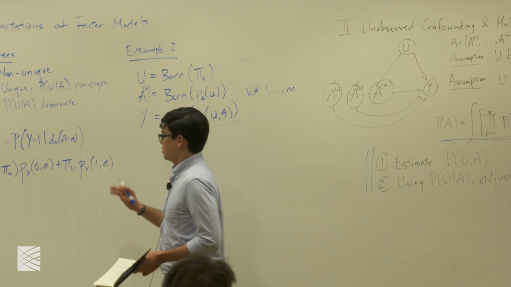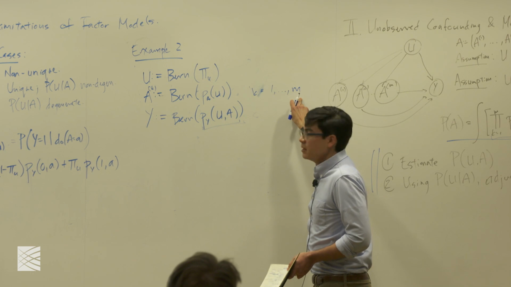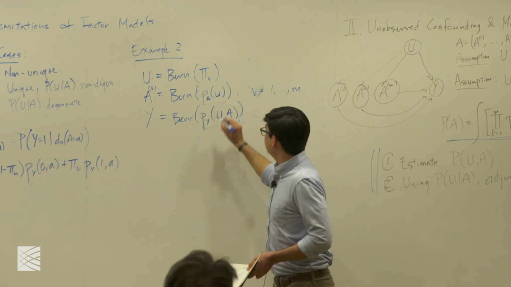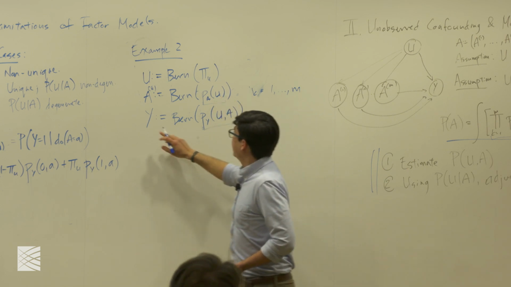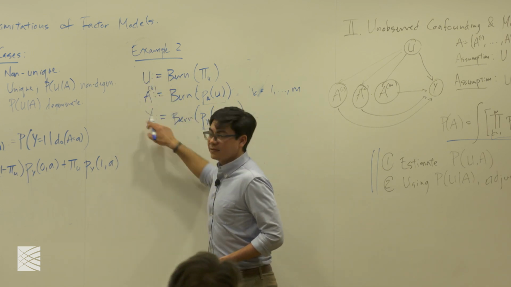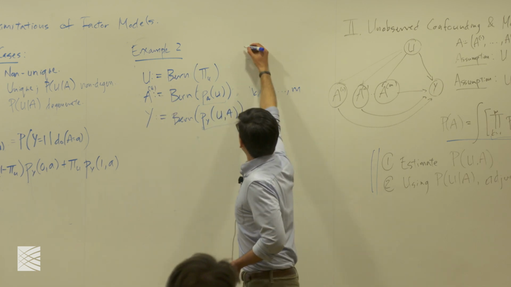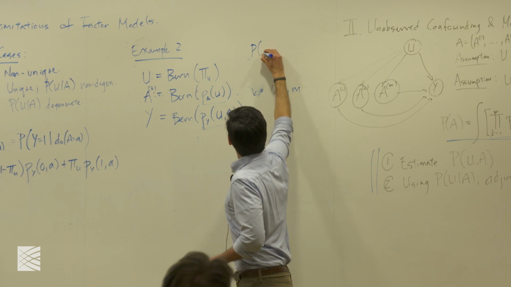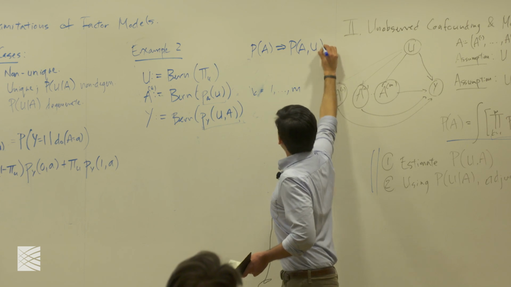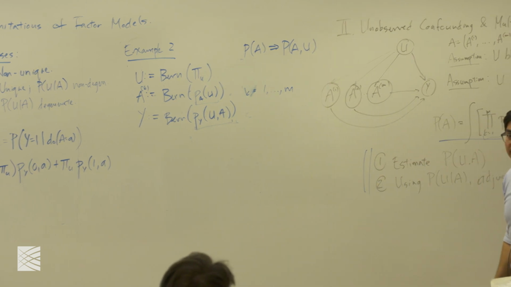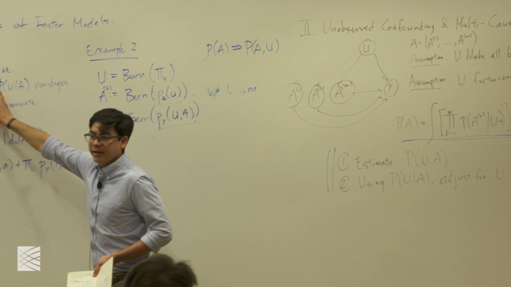Now I'm going to make a couple of additional assumptions. I'm going to assume that m is at least 3. And I'm going to assume that this p a of u is a non-trivial function of u. What that does is it ensures that our factor model is identified. So under those assumptions, if we observe p of a, we can recover the joint distribution of p of a and u. OK, so we're now in the world where we have a unique factorization.